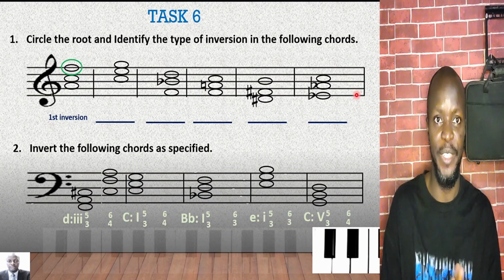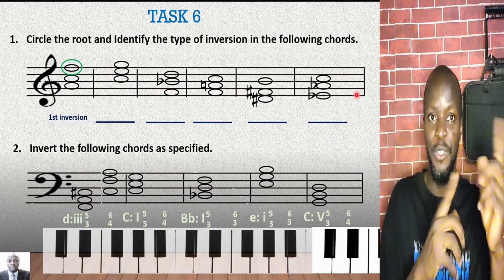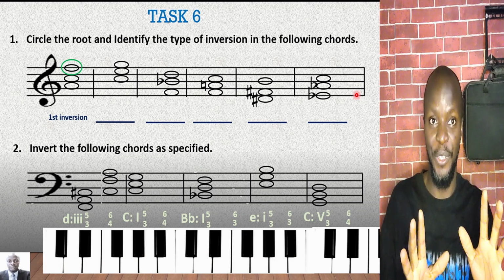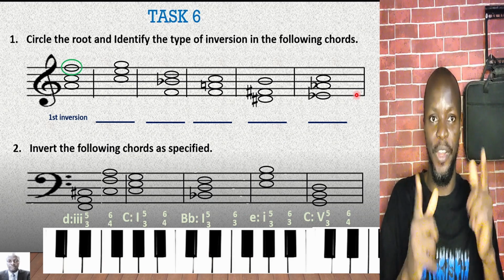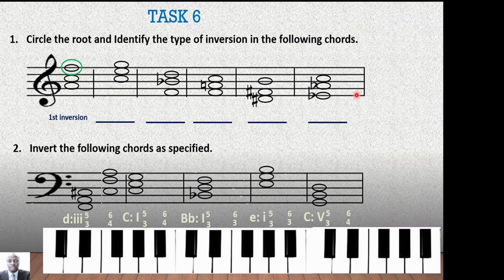We have a task here. If you know the answer, you can drop it in the comment section. And as usual, let's try to answer the questions together.